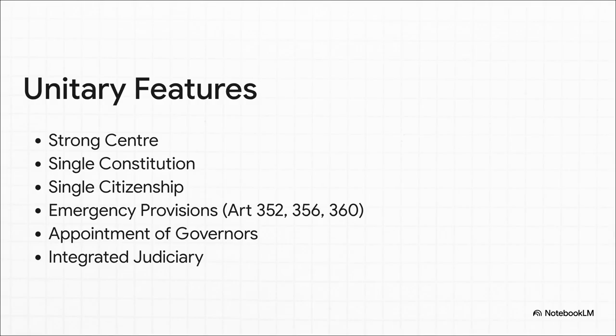The center appoints the governors, which essentially creates a direct line of central oversight right into the state's executive branch. Most importantly, I demand that you explicitly quote Articles 352, 356, and 360 in your scripts. These emergency provisions are the ultimate trump card. They allow the Union government to completely override state autonomy whenever the nation's security or financial stability is threatened.